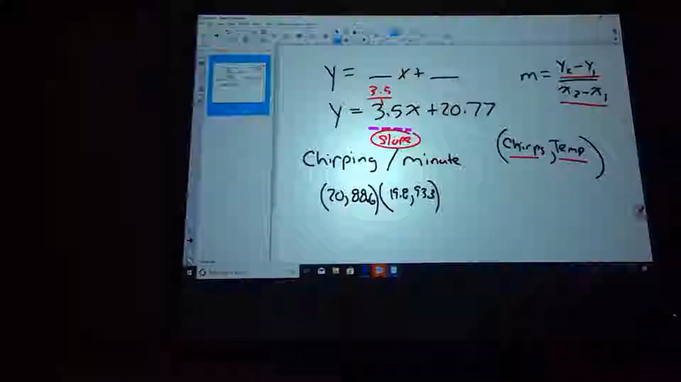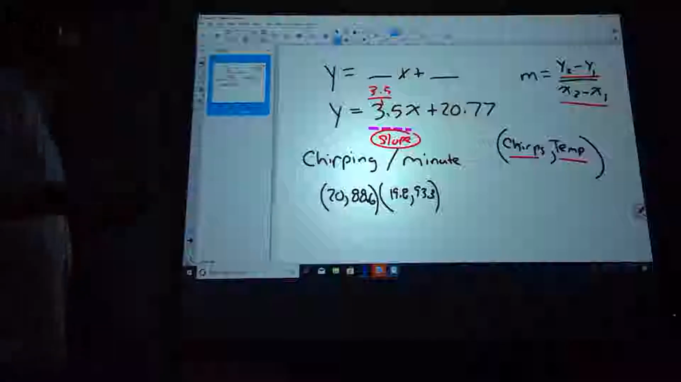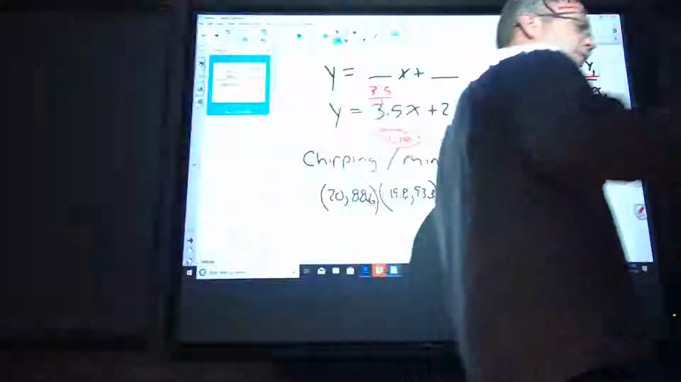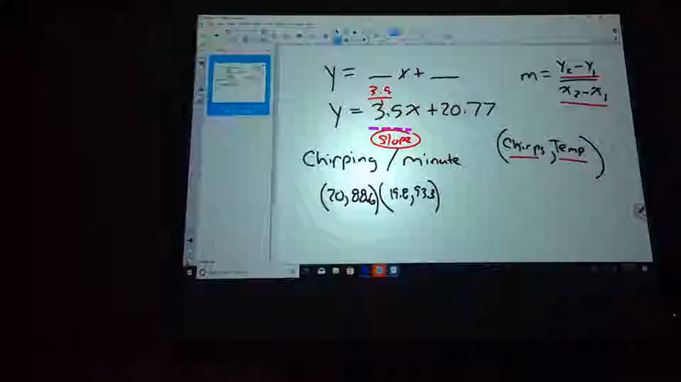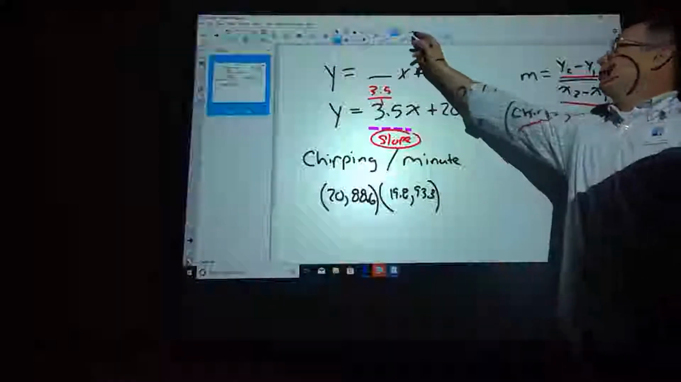Does that make sense how I just went through that? It was a longer process, but for every 3.5 degrees our temperature goes up, our cricket will chirp one extra time. Is that real? Yeah, sure. Crickets chirp more the warmer it gets. Supposedly this was off the AP exam for statistics, which is kind of cool. So in Algebra 1, you're doing an AP statistics problem.